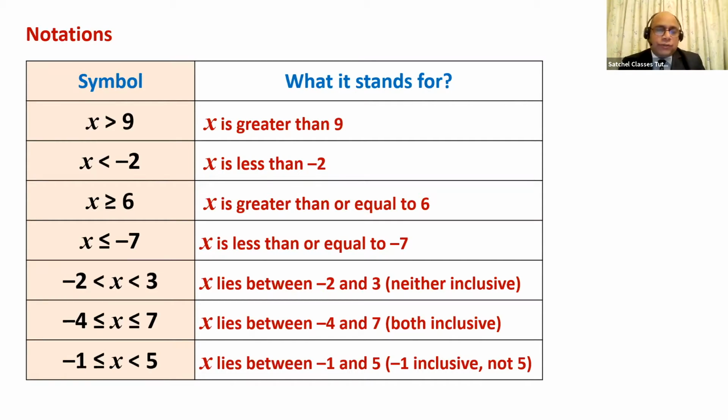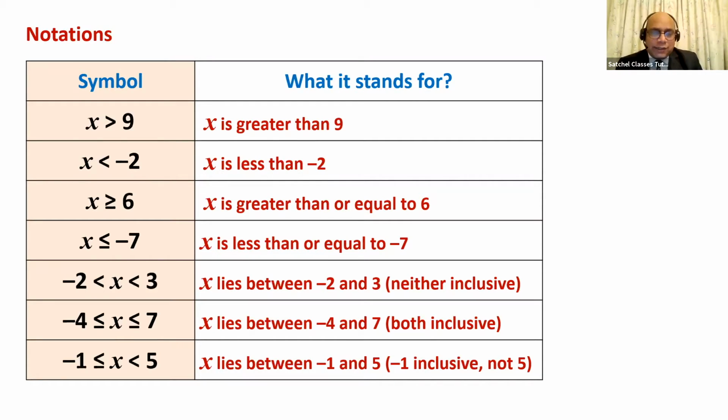Or if you want to say it in a slightly better form, it simply means x lies between -2 and 3, but neither of them is inclusive in the range, because the little lines are not there, which means neither -2 nor +3 is inclusive in that range. It strictly lies between -2 and 3.